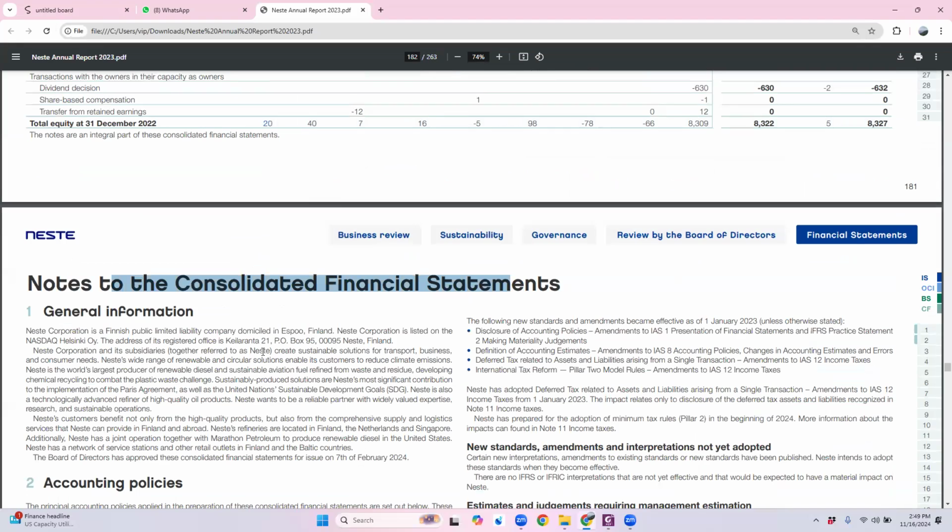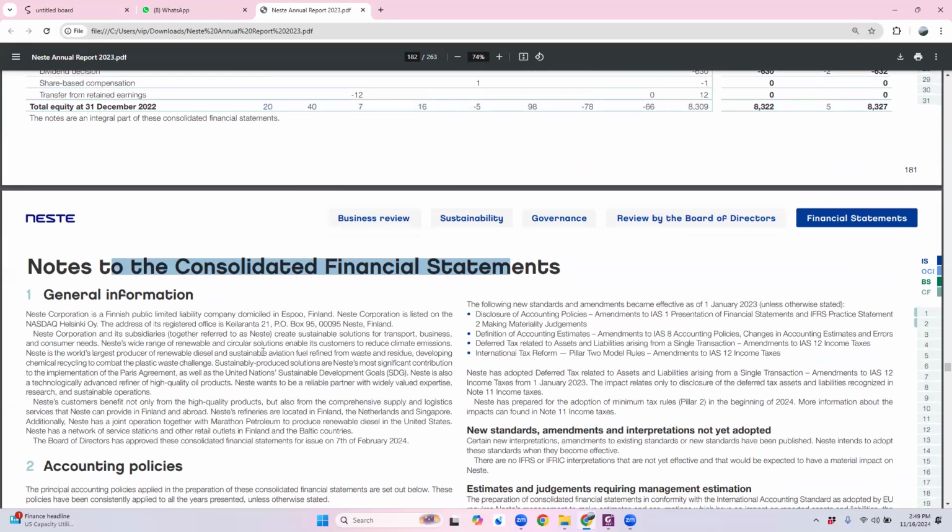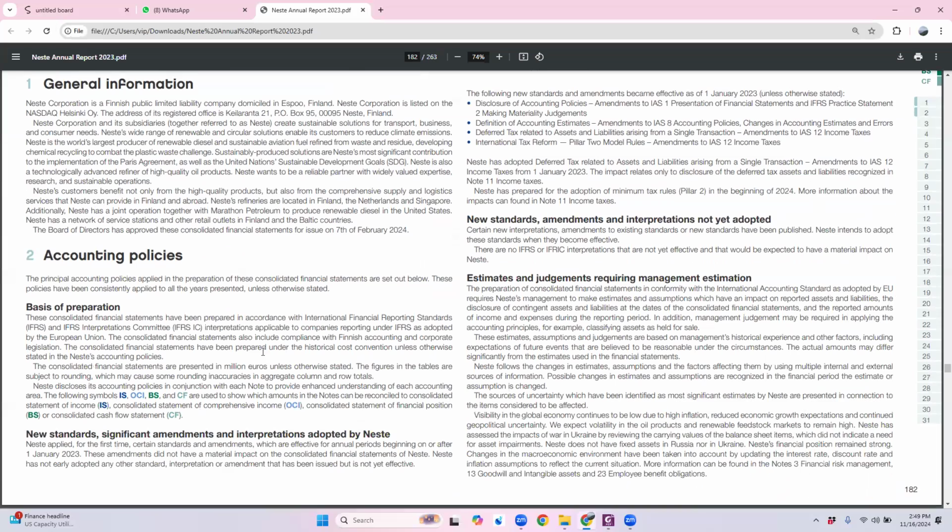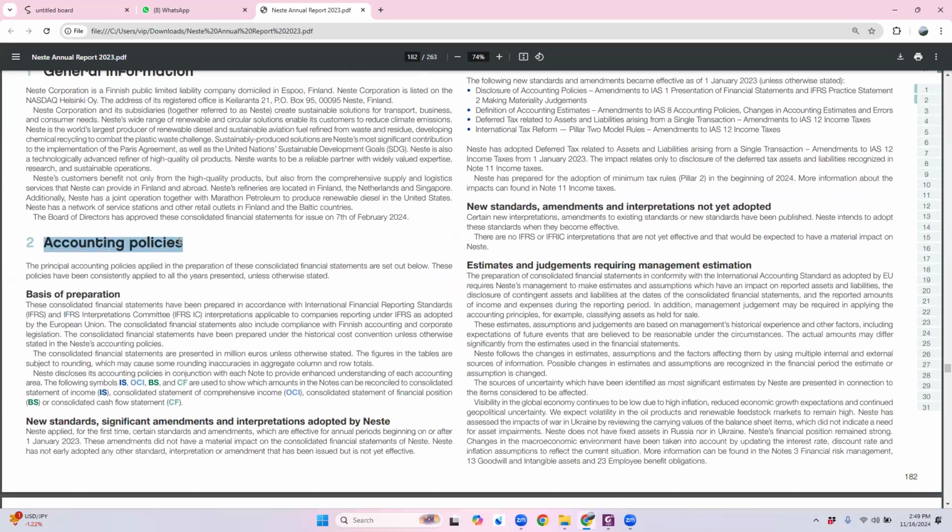Now, basically, these are the disclosure notes, right? This is what you understand. But within this, look at this, accounting policies. Basis of preparation, how they have made the financial statements, they are disclosing here. We have followed IFRS and ISS to make the financial statements. This has been disclosed here.